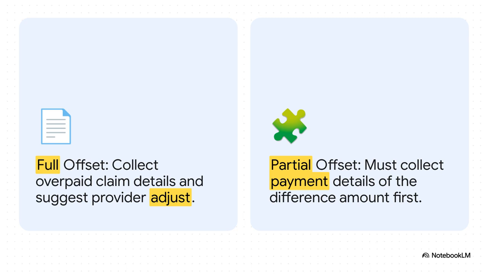But if that offset amount is less than the allowed amount, a partial offset, you've got an extra hoop to jump through. You have to first collect the payment details for that remaining difference before you even think about gathering the overpaid claim details. You literally have to account for every single penny of that allowed amount first.